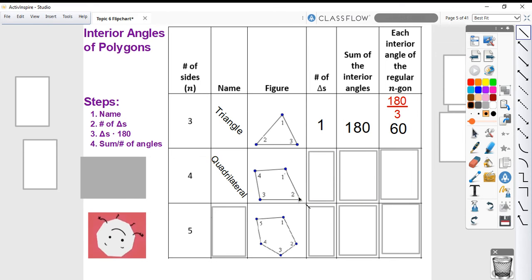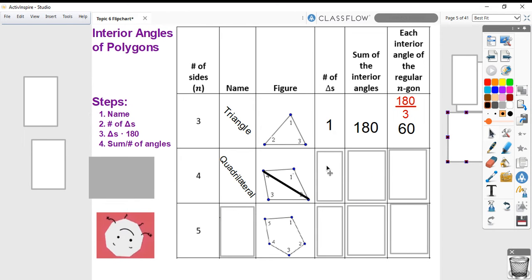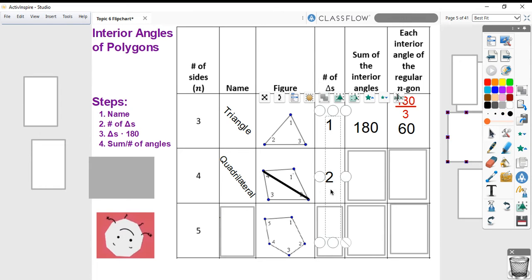Look at what happens if we try to connect the other corners. Point 2 is already connected to 1 and 3 by the edges of the shape, but when we connect 2 up to 4, again, that splits it into 2 separate triangles. So when we're talking about splitting it into a number of triangles, that's what this number is. And that number for a quadrilateral is going to be 2.